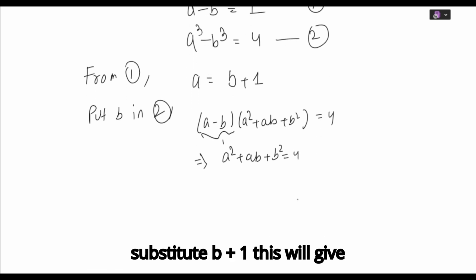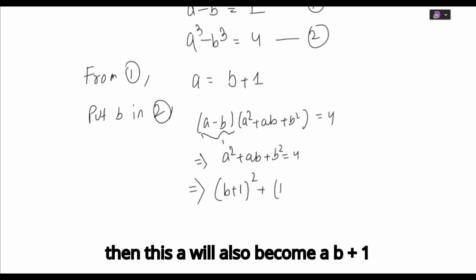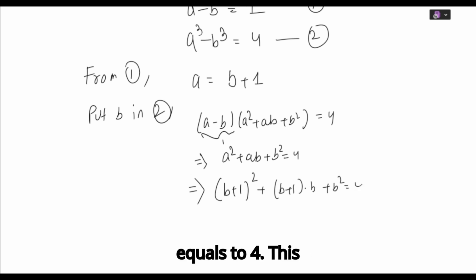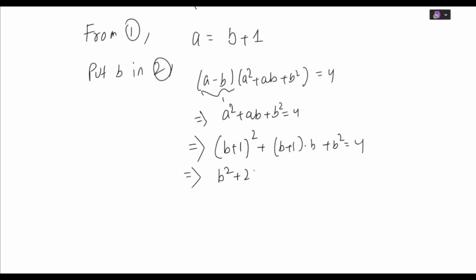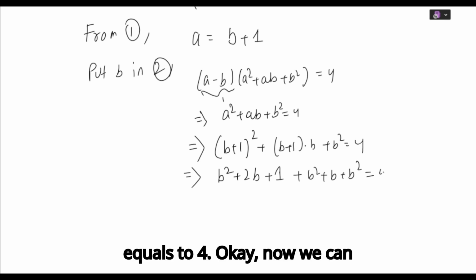And now for a, substitute b plus 1. This will give you b plus 1 whole square, and then the a will also become b plus 1 multiplied by b, then also b square, equals 4. This will get you b square plus 2b plus 1, plus b square plus b, plus b square, equals 4.